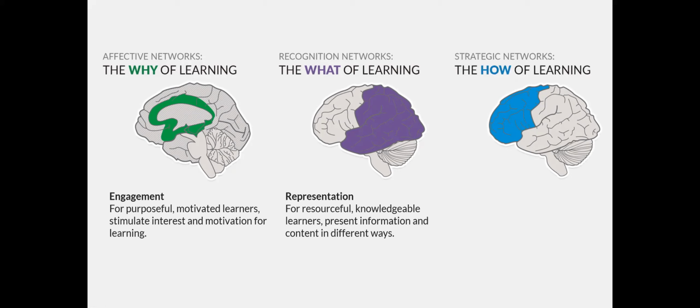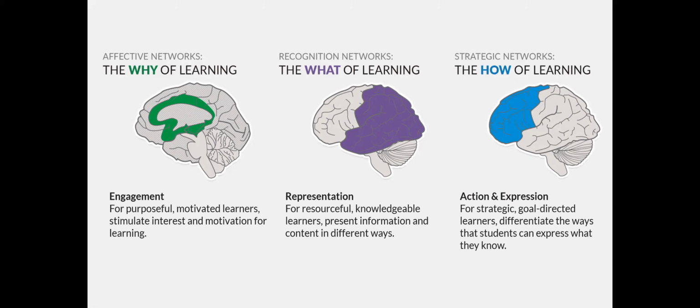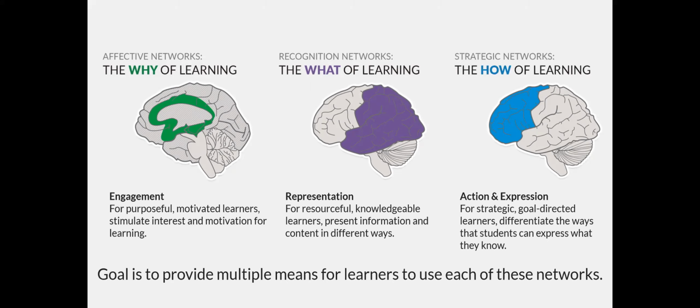It's helpful to present information and content in different ways for your learners. And then the how of learning is the action and expression category. It's really important to differentiate the ways that students can express what they know. So that's the practice and the assessment. So the goal is to provide multiple means for learners to use each of these networks.